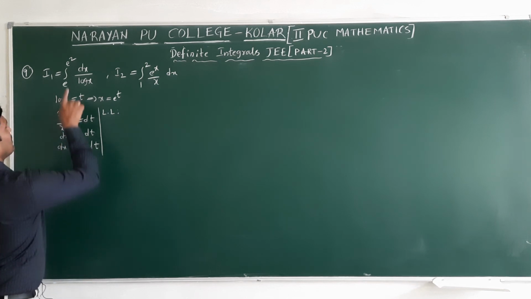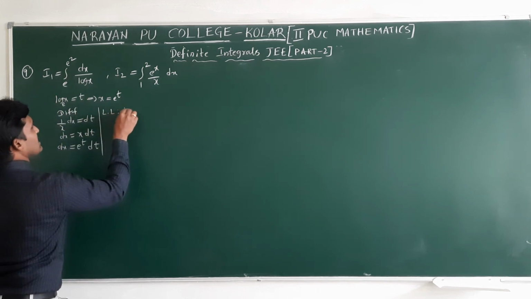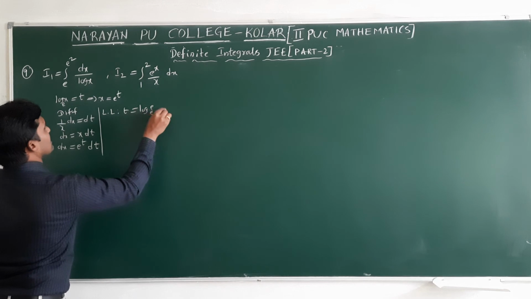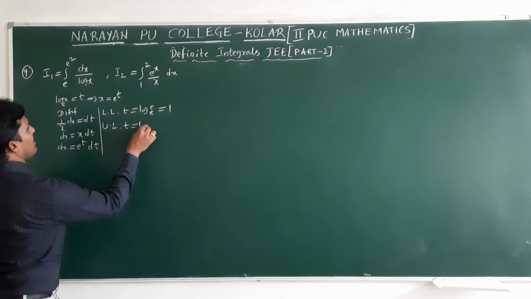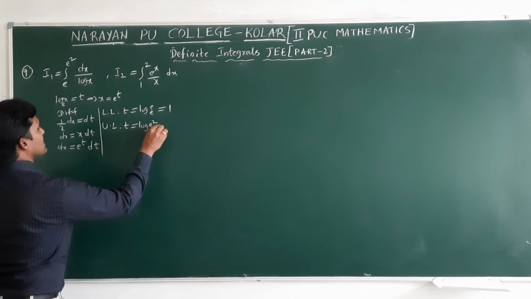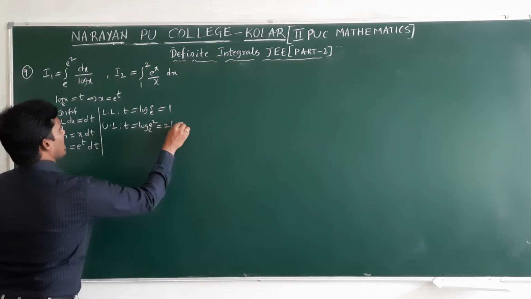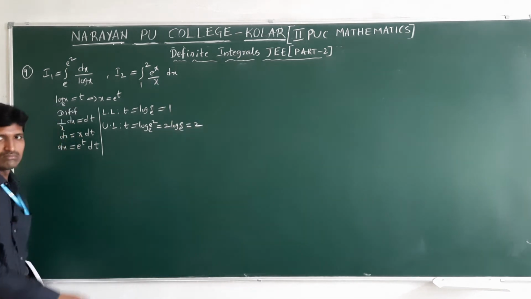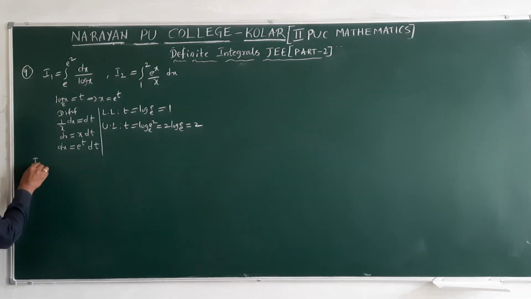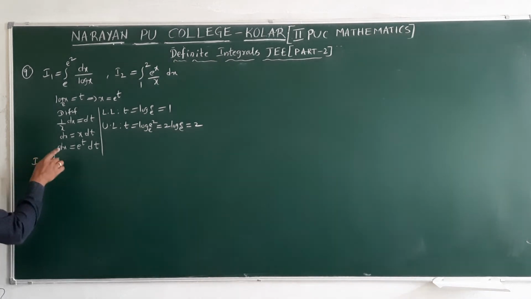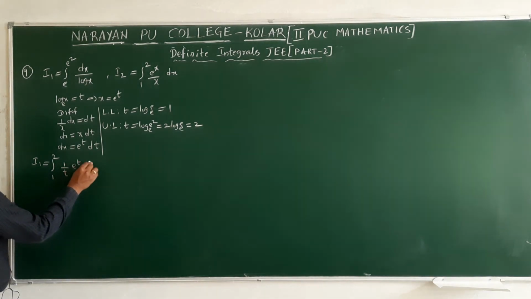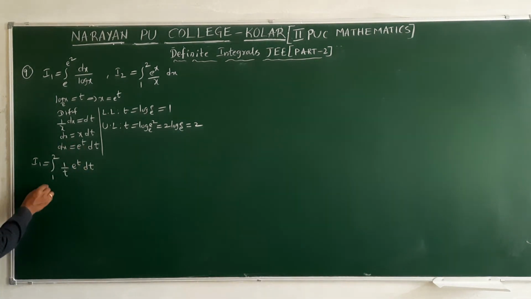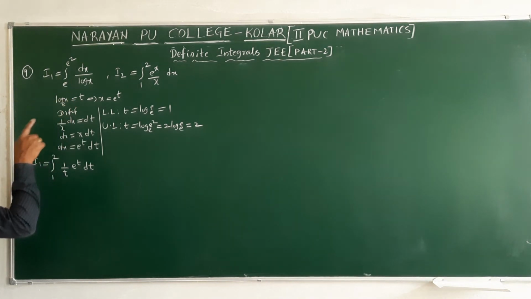We have to change the limits also. Lower limit: t equals log e base e, which is 1. Upper limit: t equals log of e square base e, where 2 comes out from 2 log e base e, that is clearly 2. Now everything is changed in I1. Integral from 1 to 2, 1 by log x is 1 by t, and dx is e power t dt. Now the integral limits have become the same for I2 and I1.